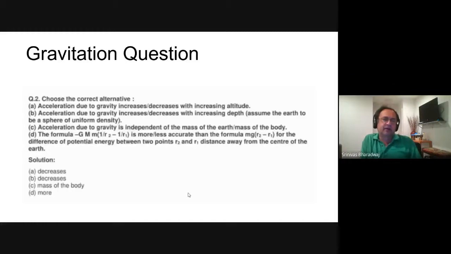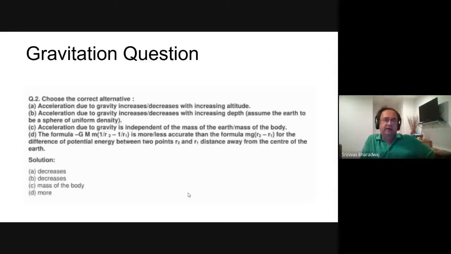Choose the correct alternative. Acceleration due to gravity increases with increasing altitude. No, it decreases with increasing altitude. We already saw that graph. Acceleration due to gravity increases with increasing depth. No, it decreases with increasing depth also, right? Acceleration due to gravity is independent of the mass of the Earth or the mass of the body. It is independent not of the Earth, but of the body. It is not independent of the mass of the Earth. If you had a smaller, lighter Earth, you will have less gravity, right?